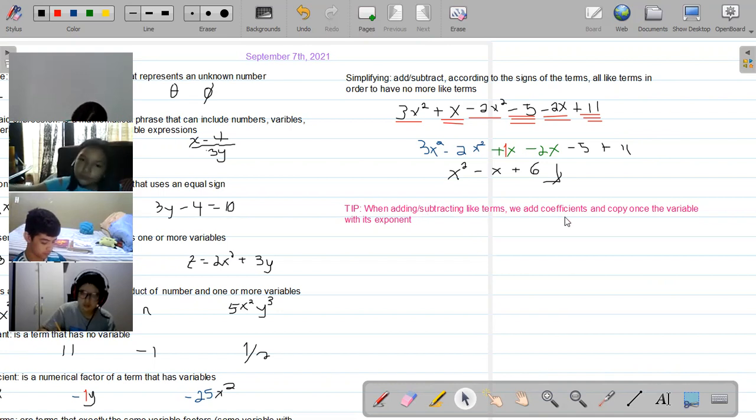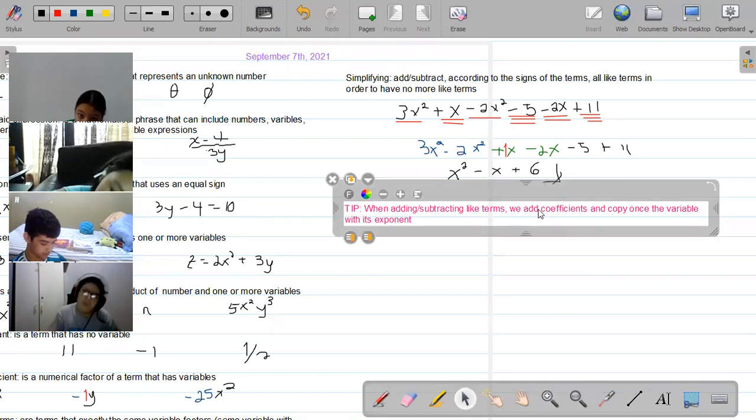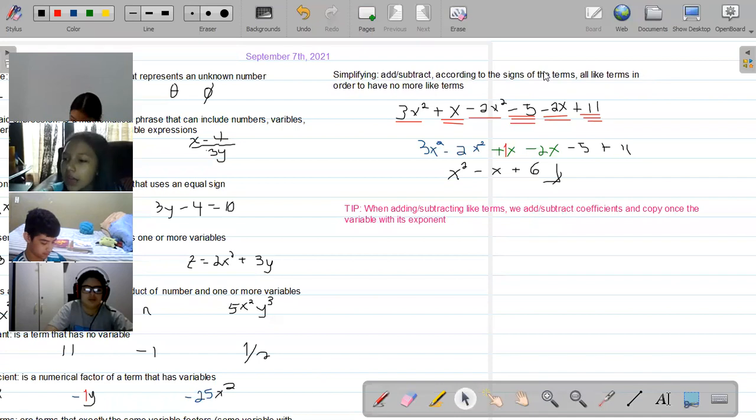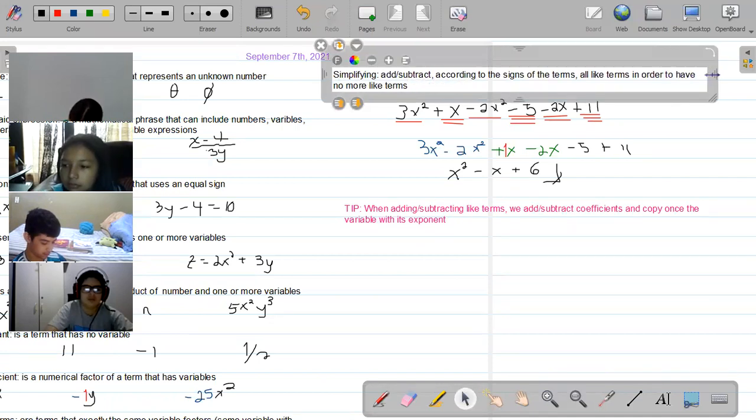When we add or subtract like terms, we add the coefficients and we copy once the variable. And when I say we add, we take into account the sign. So we add or we subtract according to the sign, okay? Just like in this case. This was a subtraction, but this could have been a positive, so it is an addition. So according to the sign, we add or we subtract. Questions so far? No questions. We are good with this part of simplification of like terms.